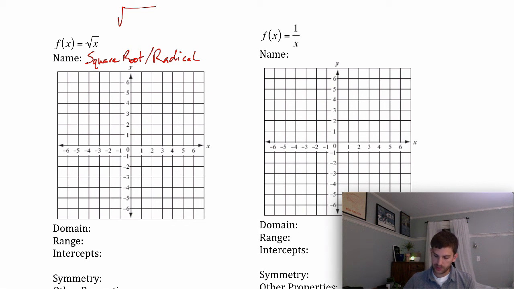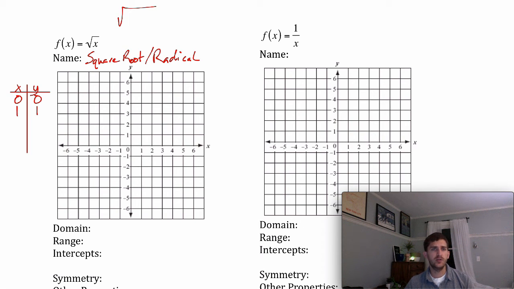Now, making a quick table out of this, thinking about what we know about square roots, we can't plug in negative numbers and get real output. So let's start with 0. The square root of 0 is 0. The square root of 1 is 1.